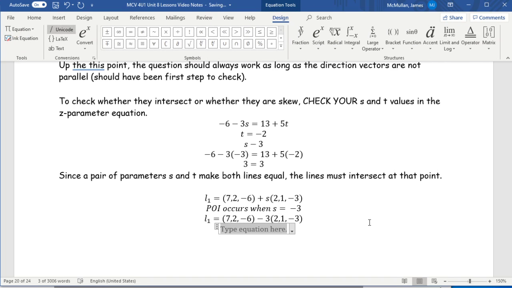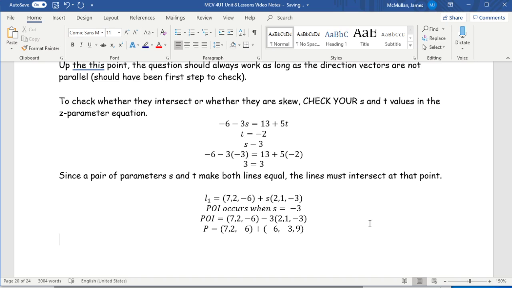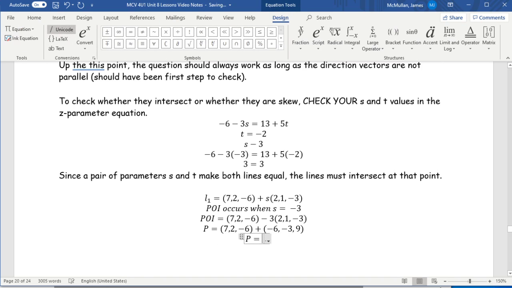Okay, so what happens? We get the point of intersection P. This shouldn't be L1, sorry, this should be POI. I'm just going to shorten it to P. So 7, 2, negative 6. Now, let's add negative numbers: negative 6, negative 3, and positive 9. Okay, so P equals 1, negative 1, 3.